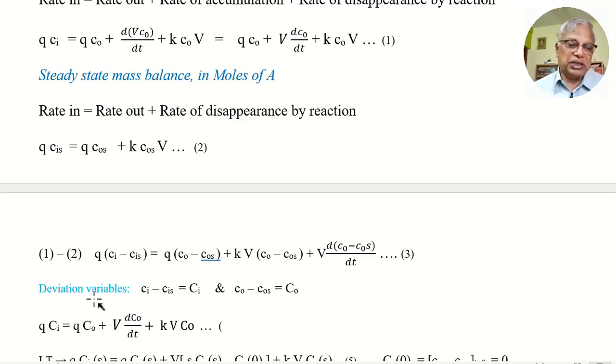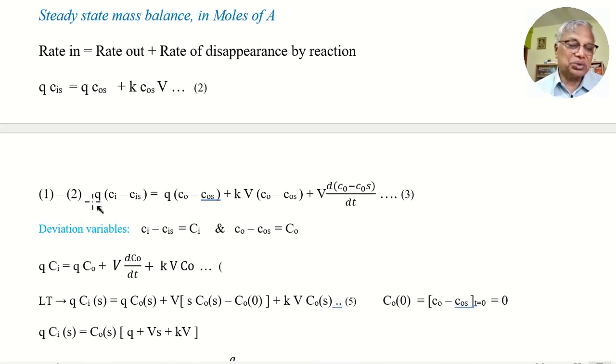And I will introduce deviation variables, Ci minus CiS, the difference between the variable at unsteady state and its variable at steady state, which is capital Ci. Similarly, C naught minus C naught S, the deviation variable in outlet concentration, is capital C naught. So we'll substitute these deviation variables in equation 3. If you substitute this in equation 3, you'll get Ci minus CiS as substituted Ci, C naught minus C naught S as substituted C naught, and this is V dC naught by dt plus Kv into C naught.